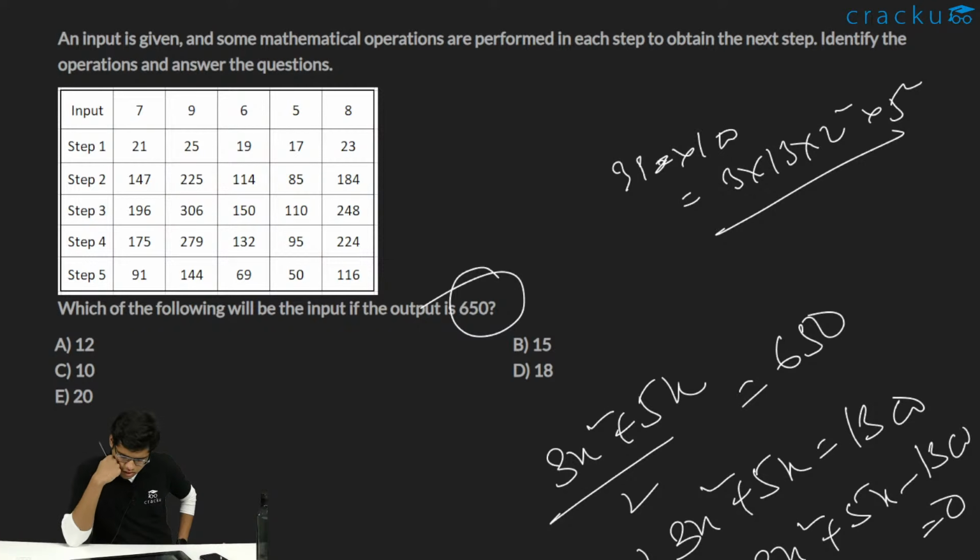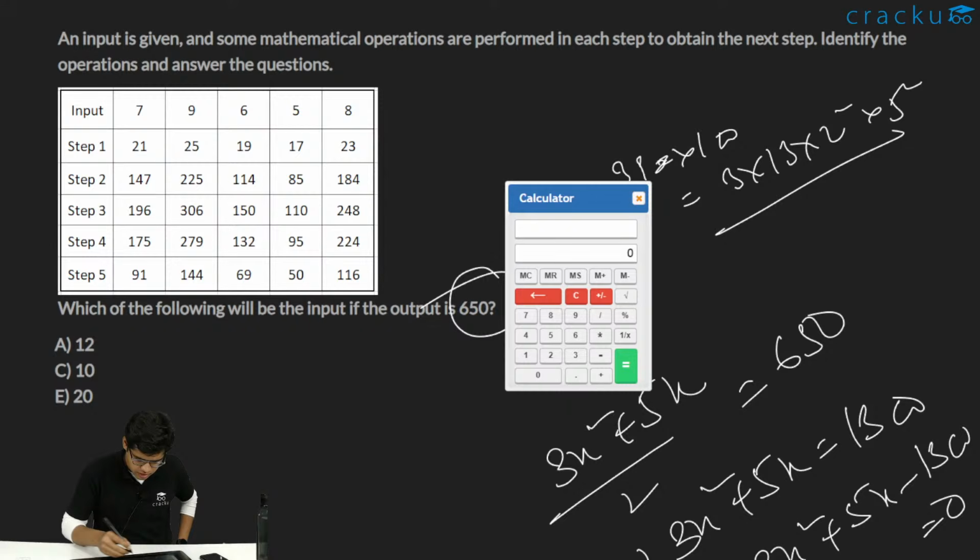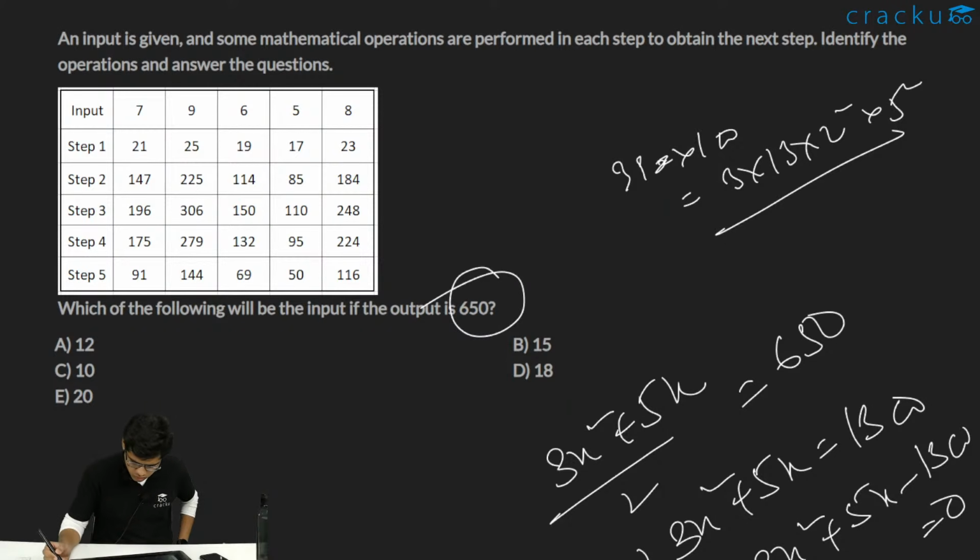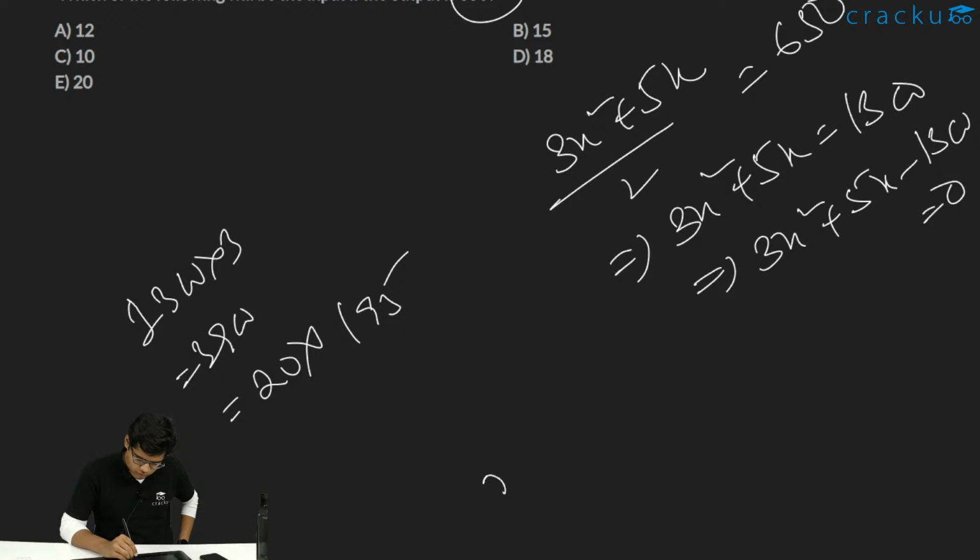10 square 100, 30, 130, 18 square. Okay, let us put the options only, right? I am not getting it, so I can use the quadratic formula. Let's use the quadratic formula.